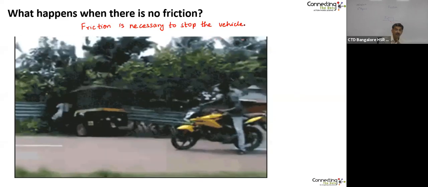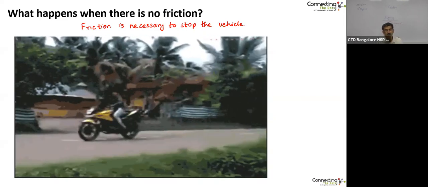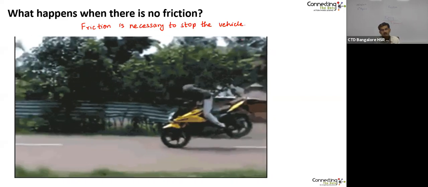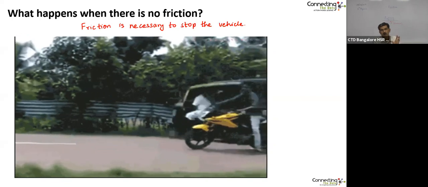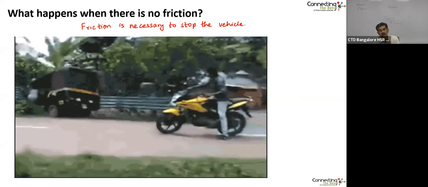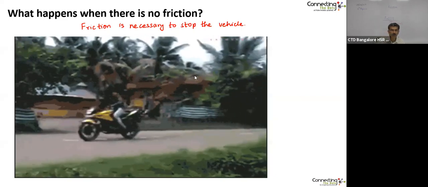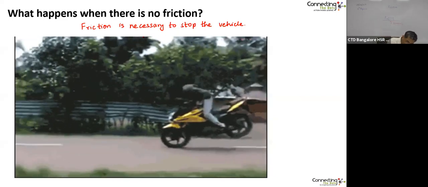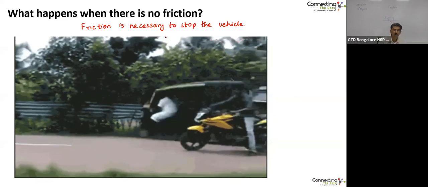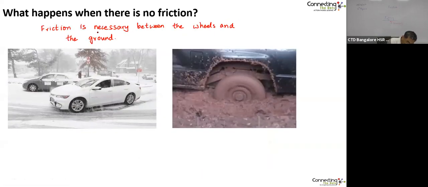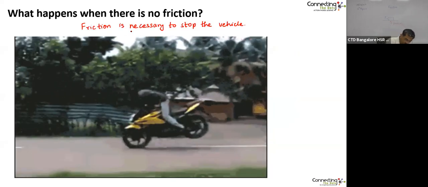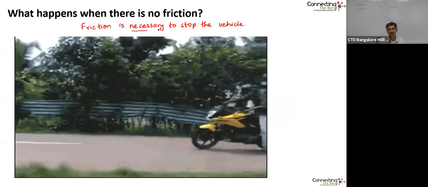Otherwise, brakes will not work. When you apply the brakes, the bike or the auto or the car will stop. How do brakes work? They work using friction. So you look at all these examples so far: friction is necessary to walk, friction is necessary for the car to move forward, and friction is necessary to stop the vehicle.